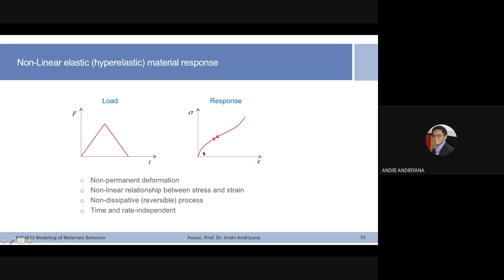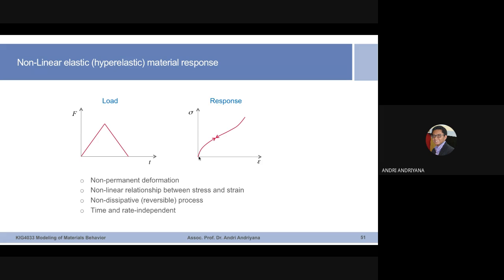Okay, some observation that we found here is that during the loading up here, unloading, coming back to the initial point, the deformation is non-permanent. The deformation is still elastic. The only difference with the previous response is that it is no longer a straight line. It is a curve. It is non-linear relationship between stress and strain. Okay. And then again from the thermodynamic, because you recover the initial length, there is no plastic deformations, it is a reversible process.